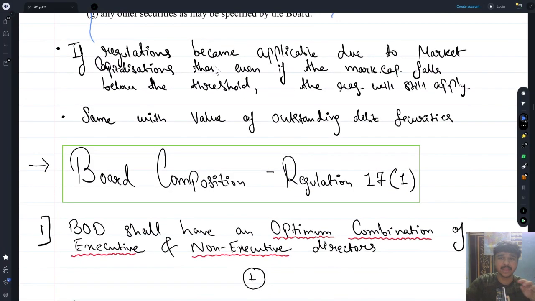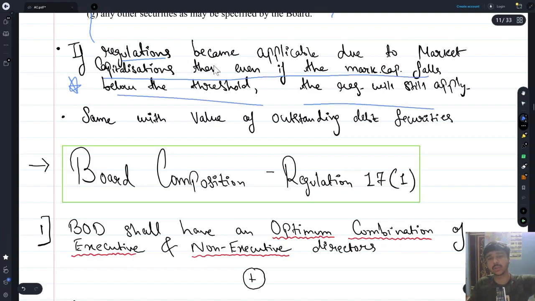Now, SEBI also told us that if these LODR regulations become applicable due to market capitalization, then even if the market capitalization falls below the threshold, the regulation will still apply. This basically means that if the SEBI LODR regulation applies to you due to your market capitalization, say you are among the top 1000 listed entities, or among the top 2000 listed entities, as we are going to learn about. So this is basically market capitalization.